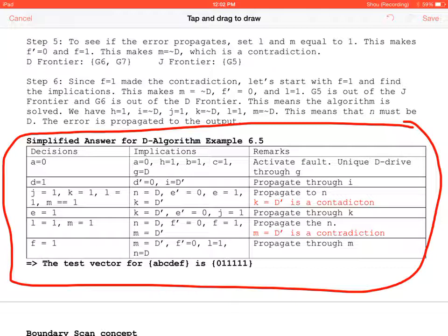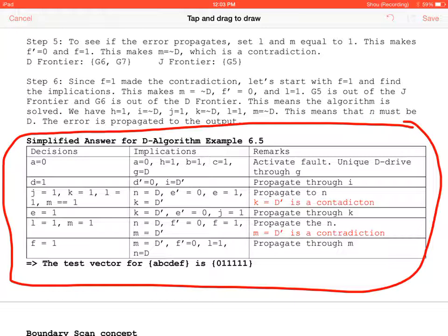We did some implications, we figured out that K was equal to D bar. Well, we already have K is equal to 1, so we have our first contradiction. So we maintain everything the same. Since E equals 1 created that error that we figured out for the contradiction, we start with just saying E equals to 1. We get rid of all of these, and that leads K to being D bar, E bar to 0, J equals 1.